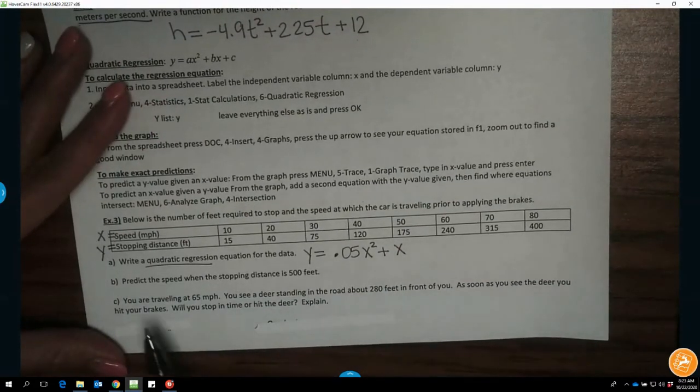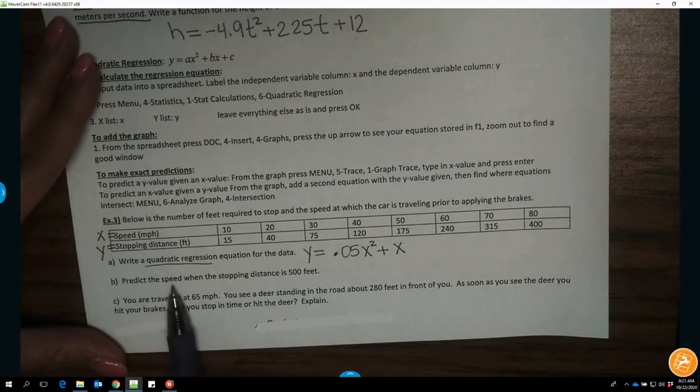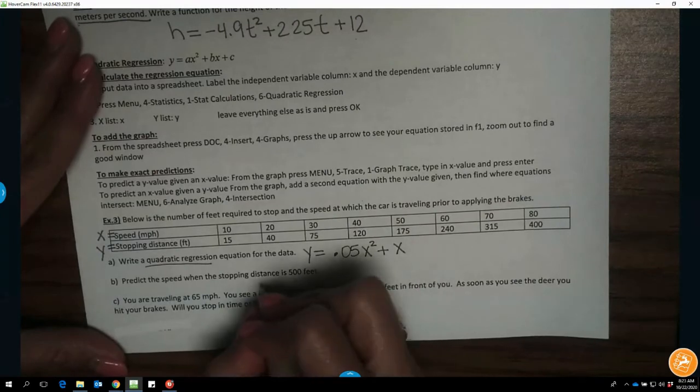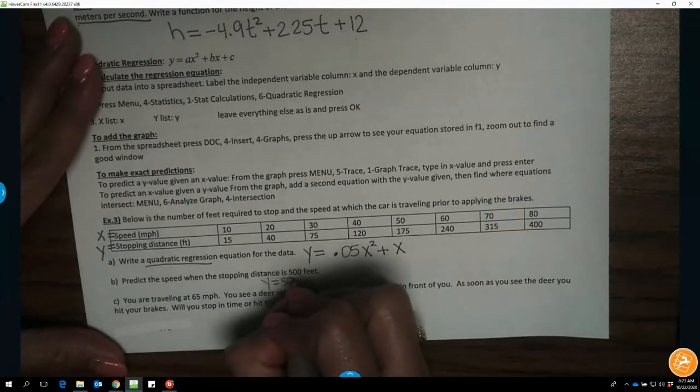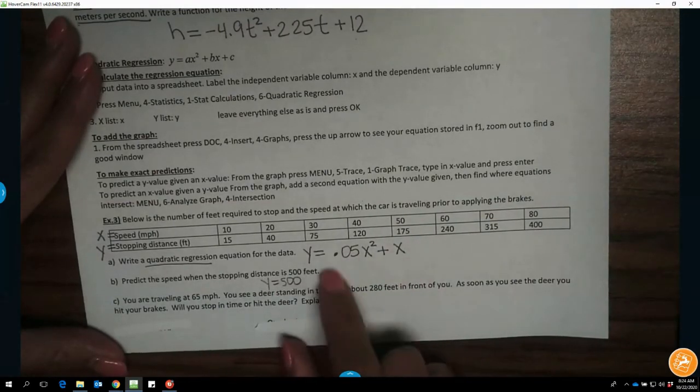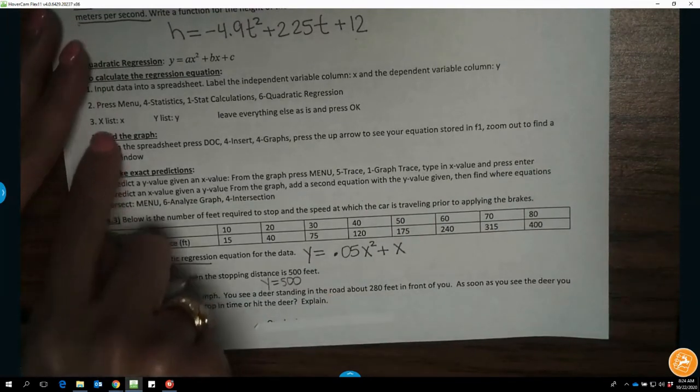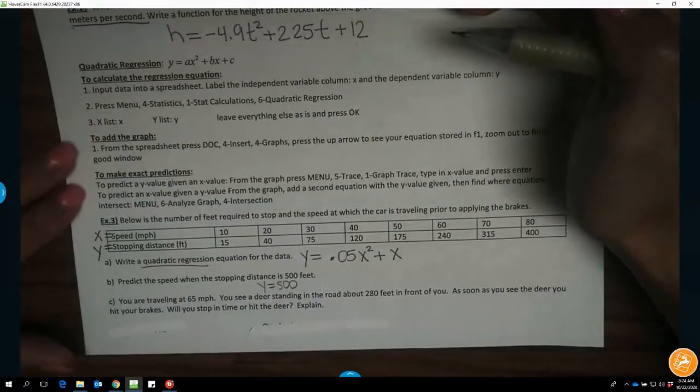So that's letter A. Letter B says predict the speed when the stopping distance is 500 feet. So I need you to predict an x value when the y value is 500 feet. What is x? Well, I'm just going to show you. I'm just going to read the examples or the steps here.